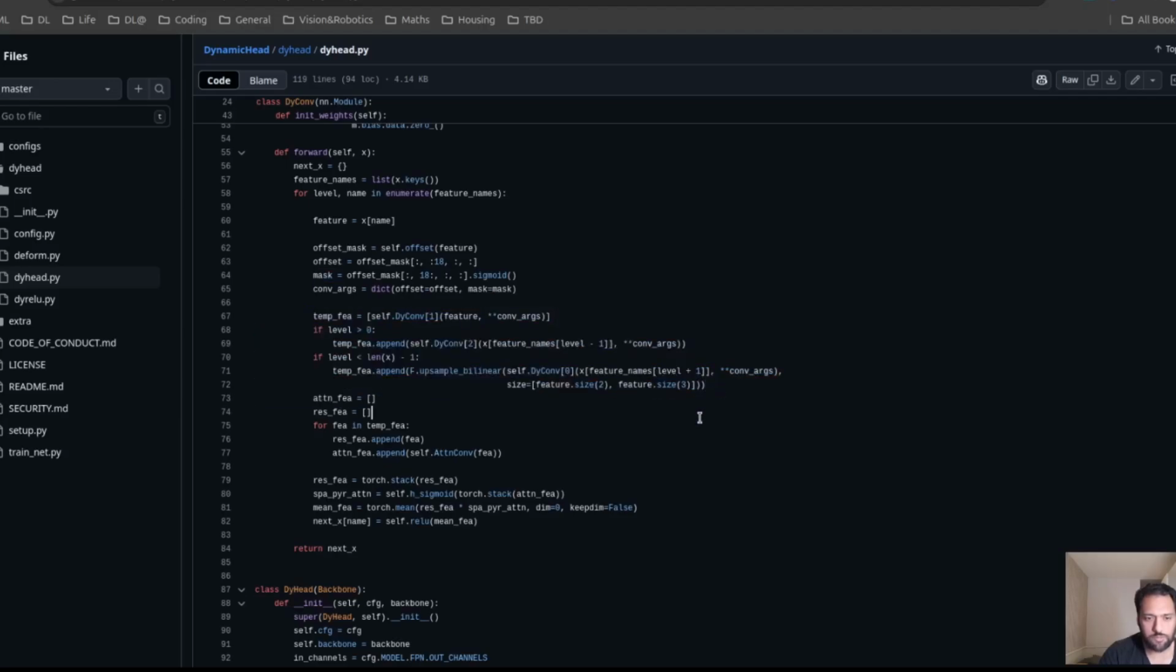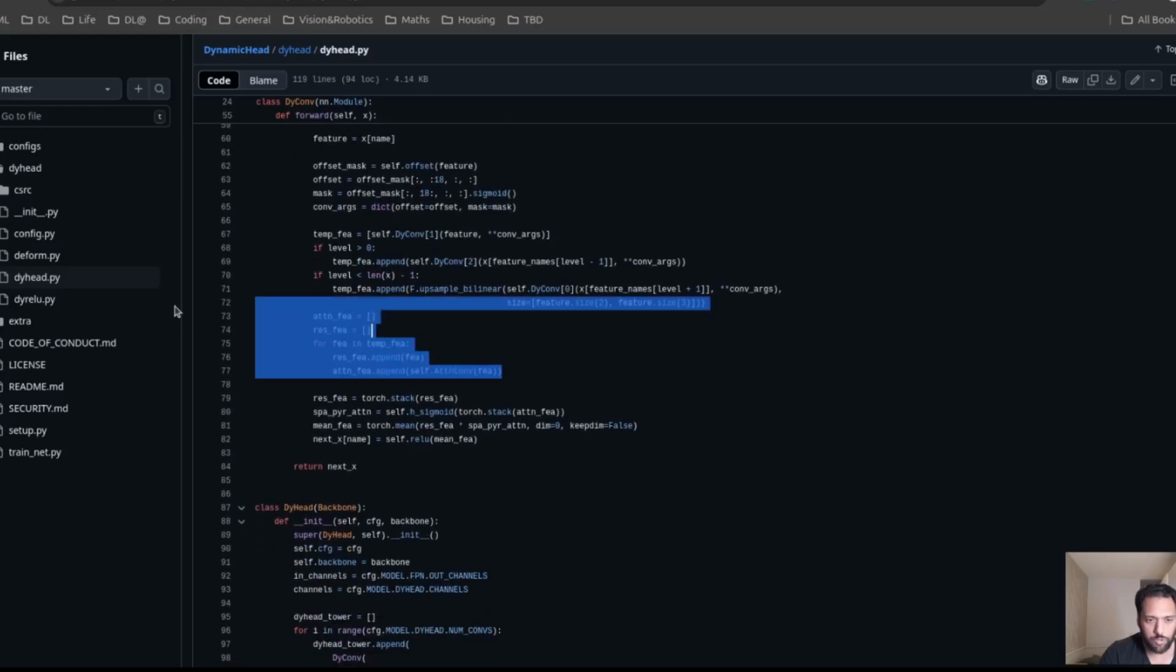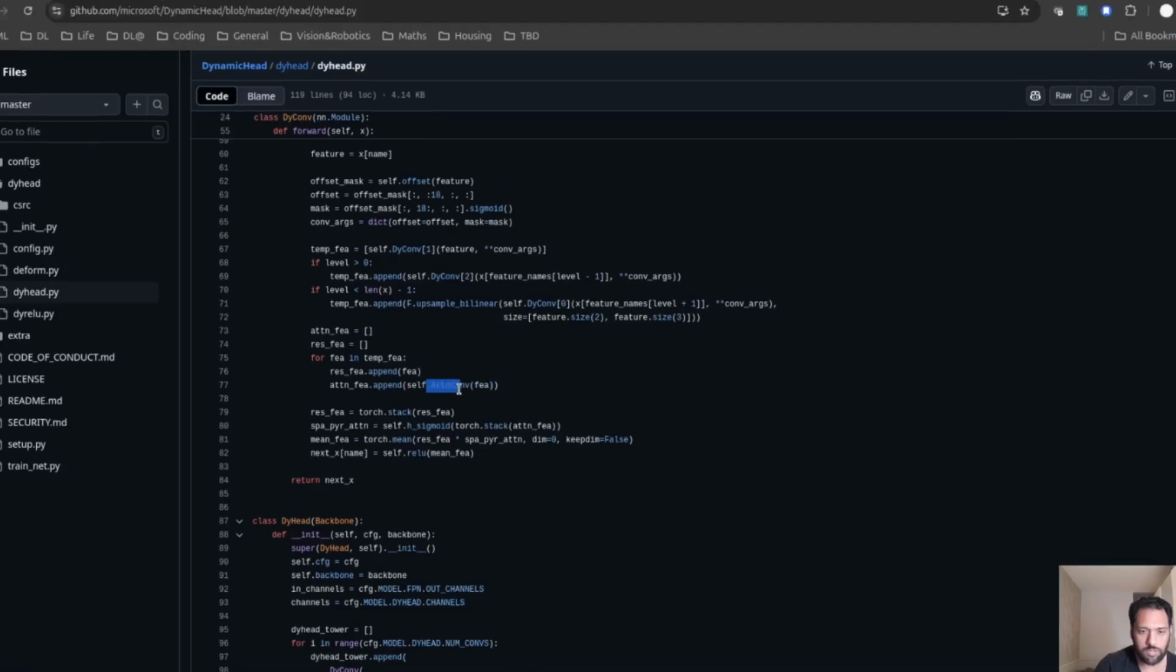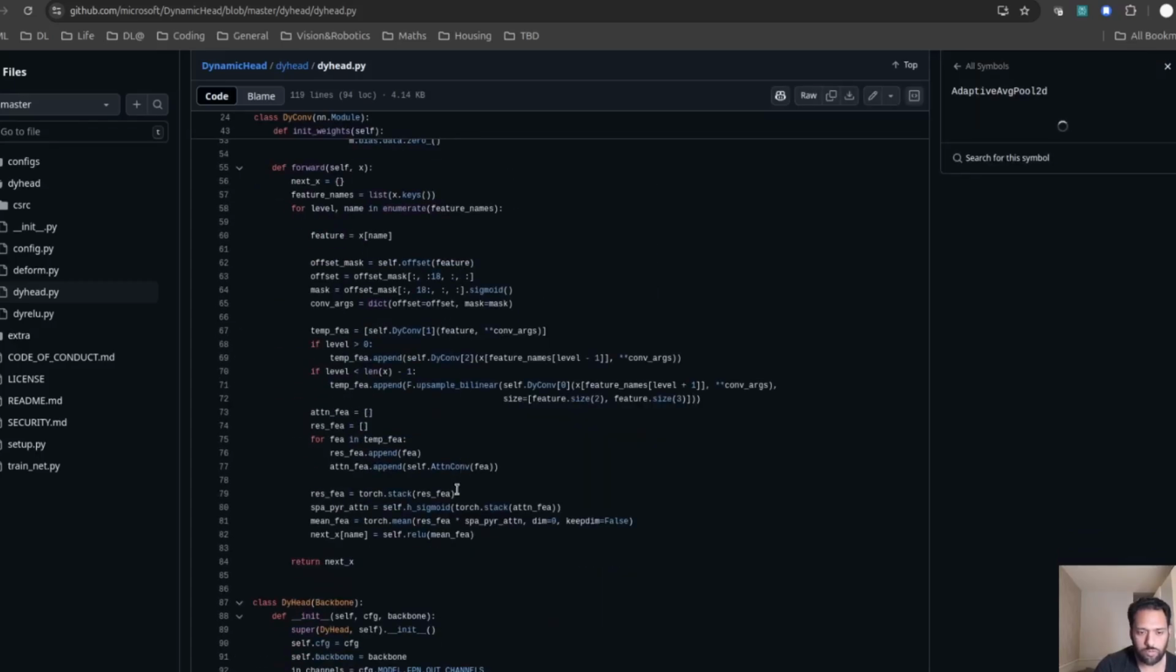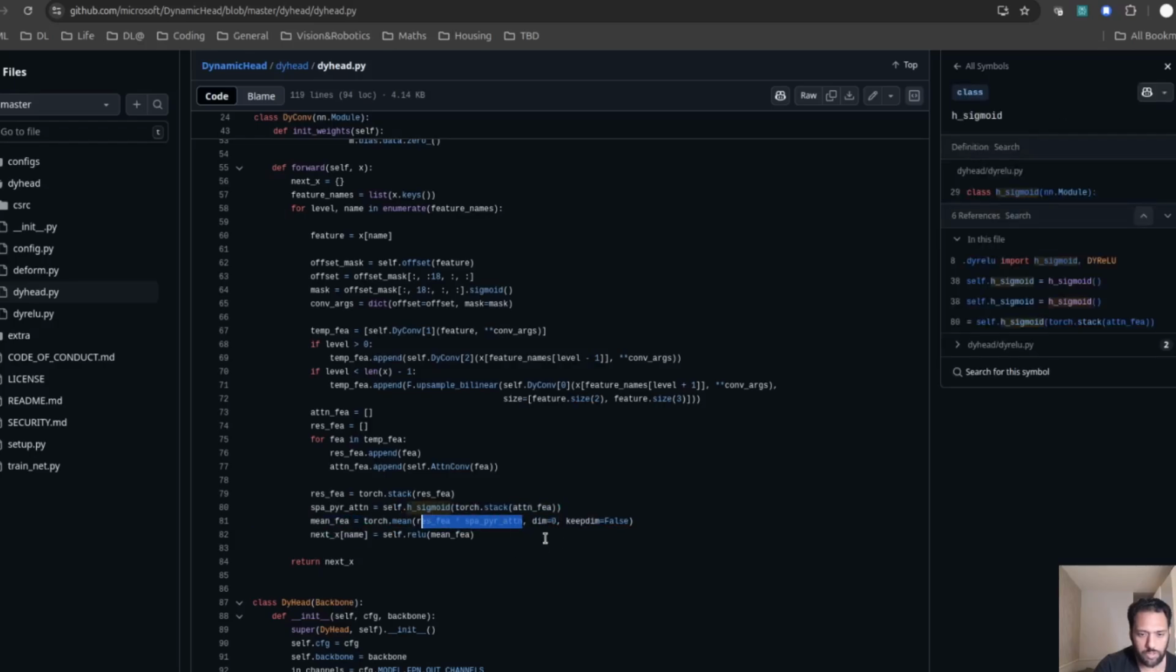We resize these features to the median level, then we append it. Then we have this attention convolution, which in our case was level aware attention, where we take the global pooling, conv, and ReLU. Then we append it to the list, stack these features, pass it to a hard sigmoid, multiply both of them, and take the mean across the zero dimension.